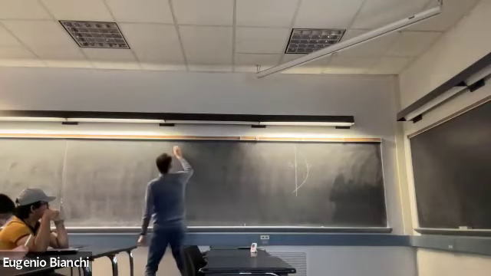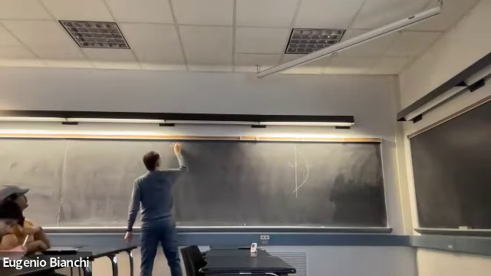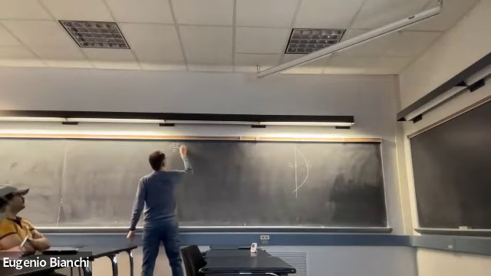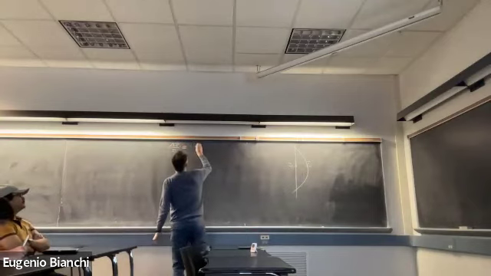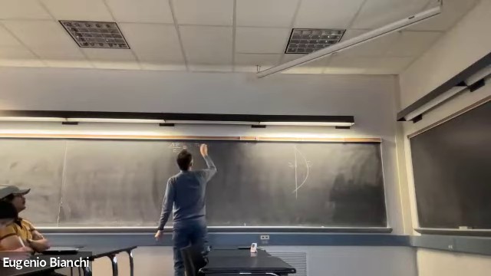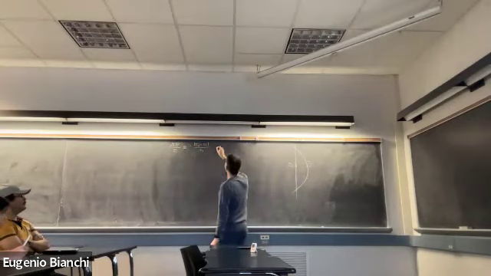The objective is to estimate delta tau over tau, defined as tau 2 minus tau 1 over tau 1. Let's not worry about the sign. This is what I want to estimate.